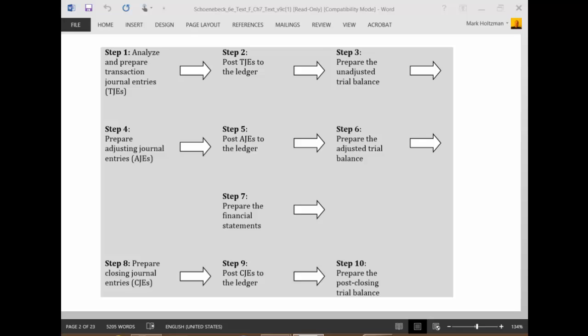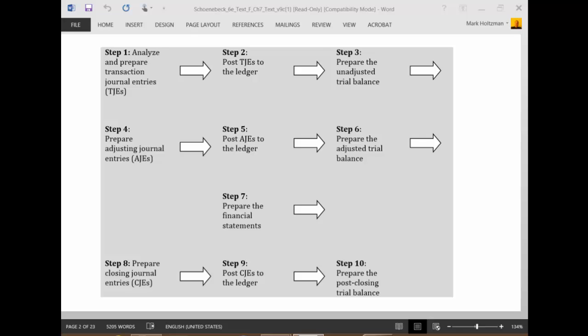And step 2 was posting, when you post your transaction journal entries to the general ledger. And then step 3, we did that in the last 5 minutes or so, was preparing the unadjusted trial balance. So those are the first 3 steps. Today we're going to do the remaining 7 steps, and don't panic because these are actually not as much as you think.